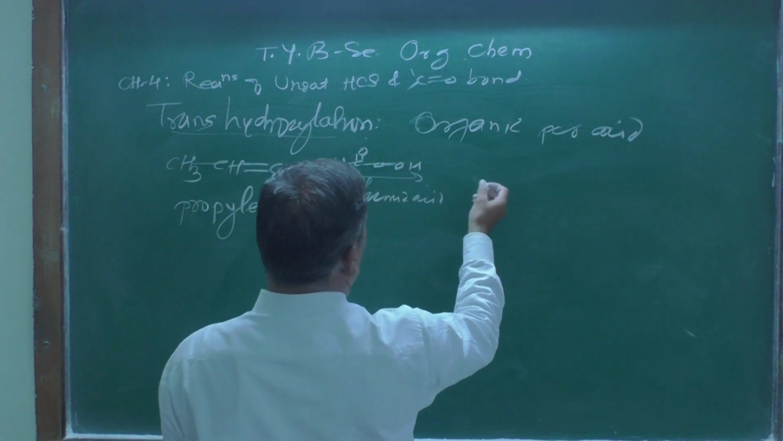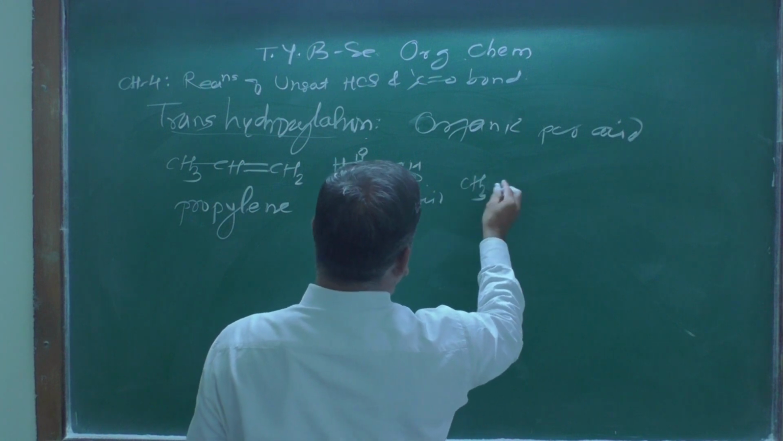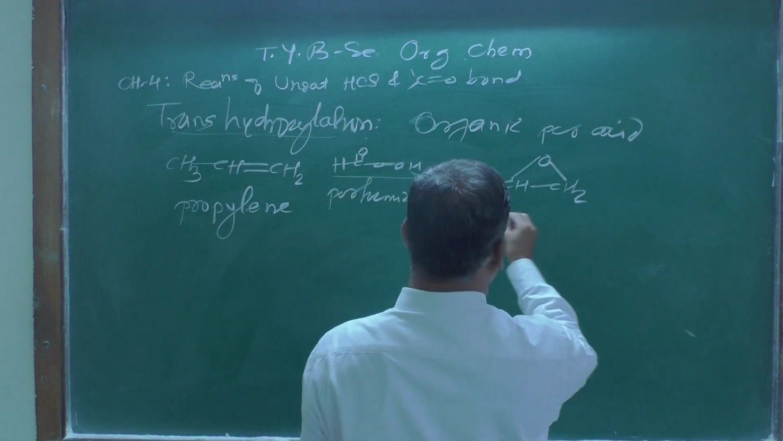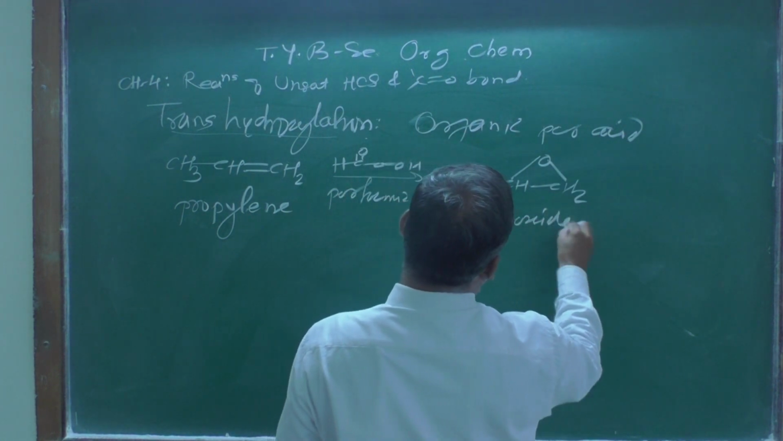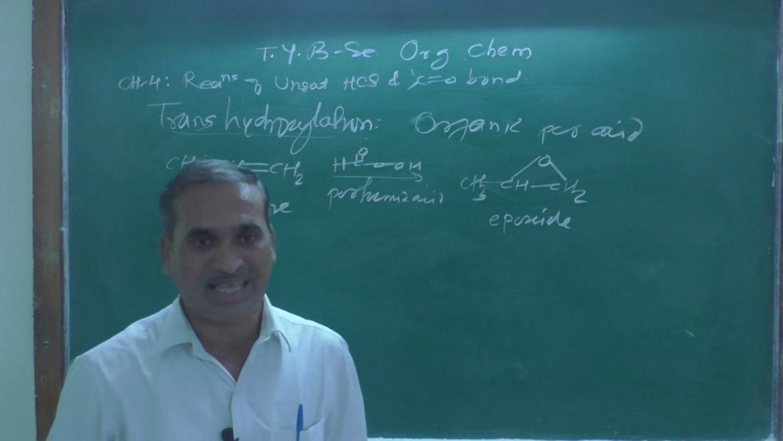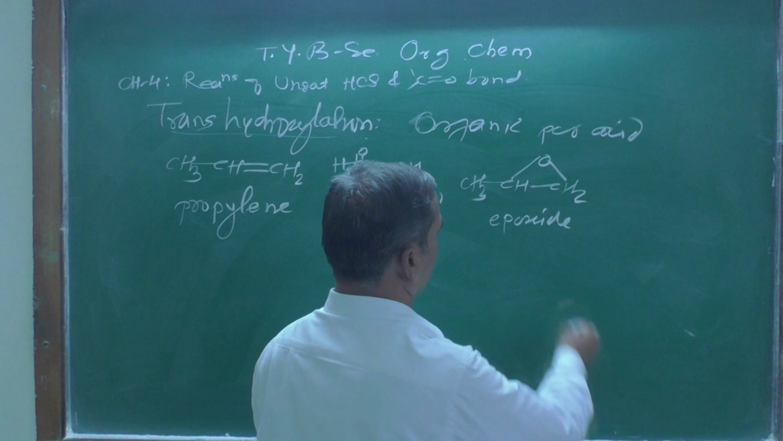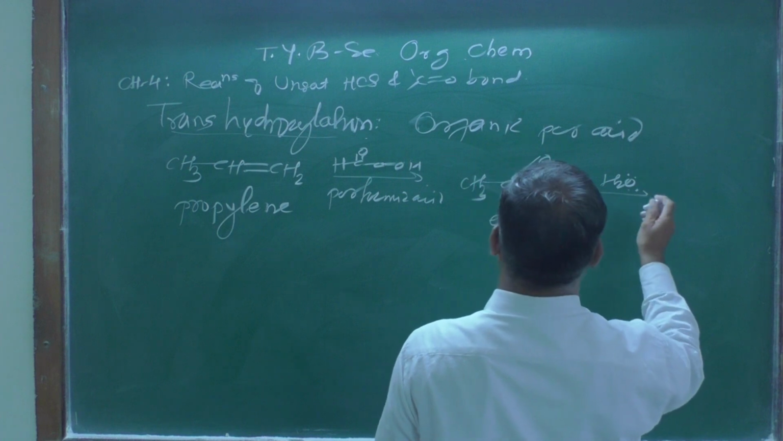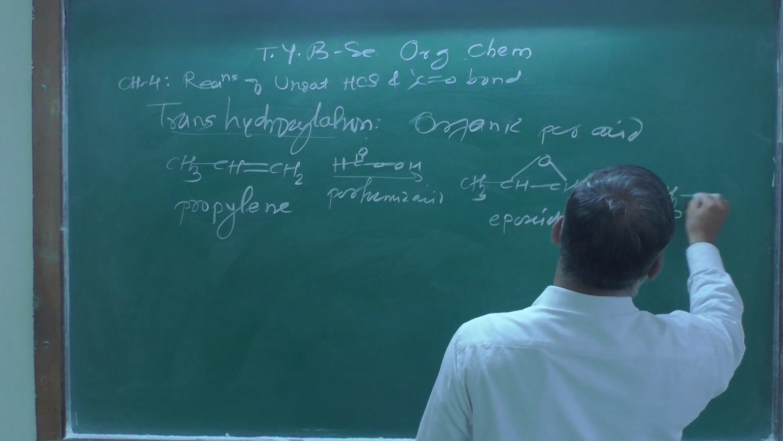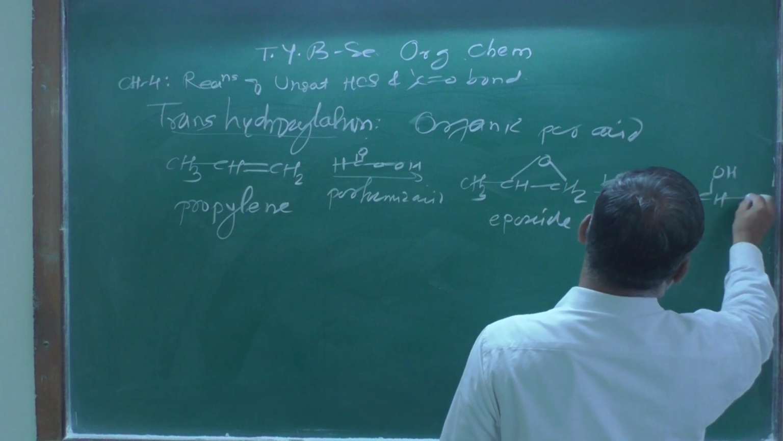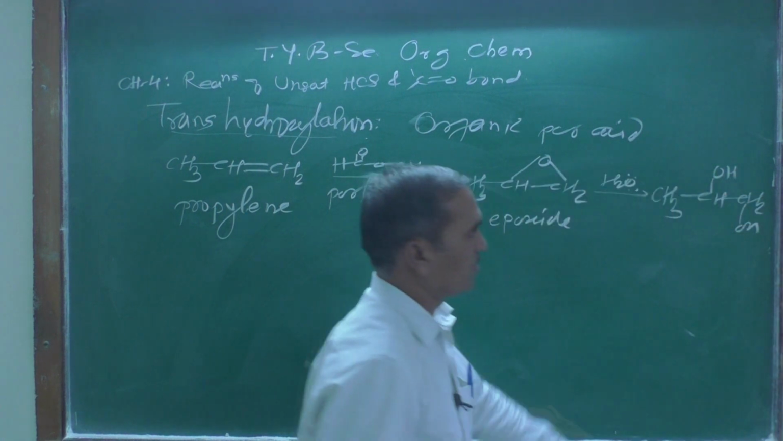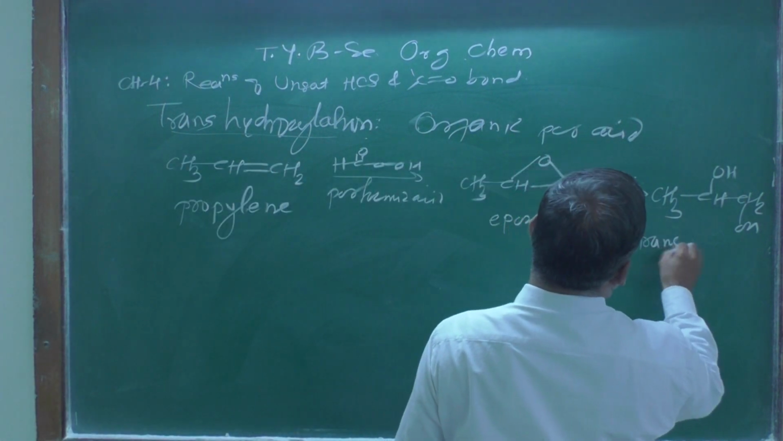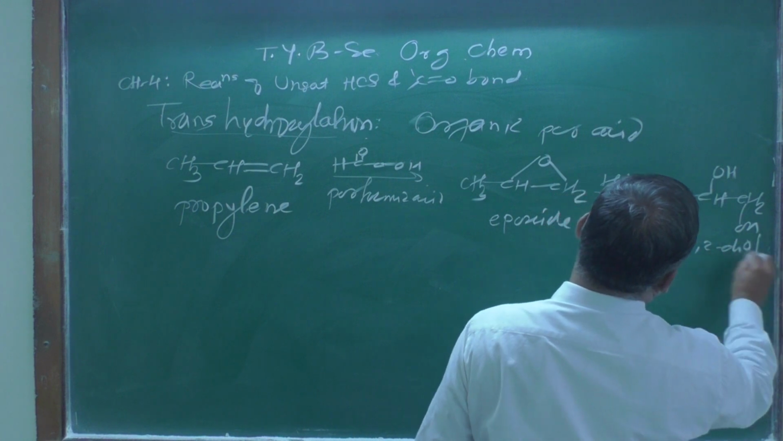What is going to happen here? The epoxide is formed, CH3 CH, then CH2. This 3-membered cyclic ring is known as an epoxide, and further it is hydrolyzed. What does it give? It gives CH3 CH with one OH here and another OH on the other side, a trans 1,2 diol. This is a trans 1,2 diol we are getting here.